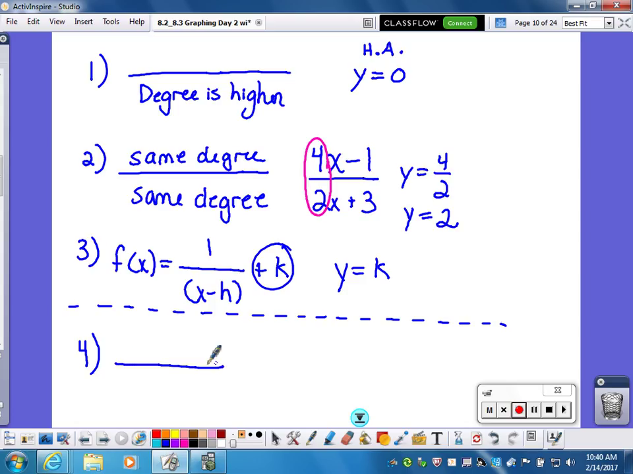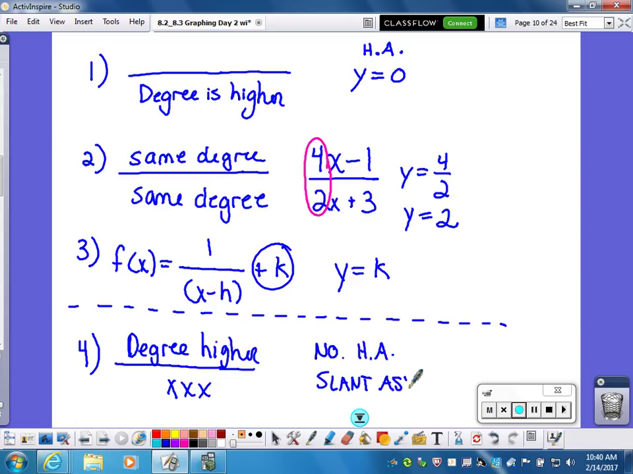That is what happens when the degree is higher on the top. Okay, in that particular situation, there is no horizontal asymptote. We get the slant asymptote. And we will be discussing that today.